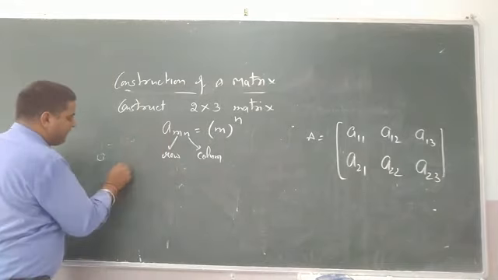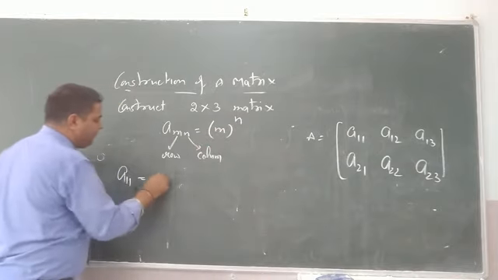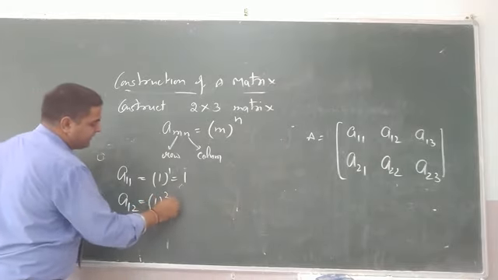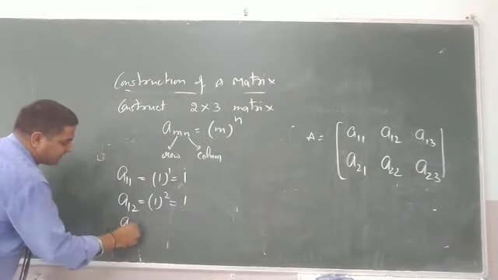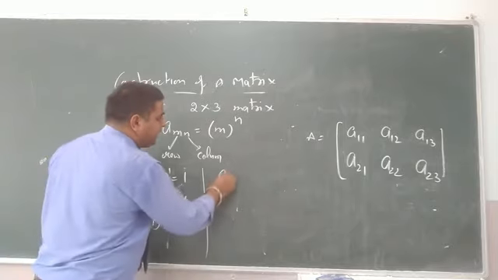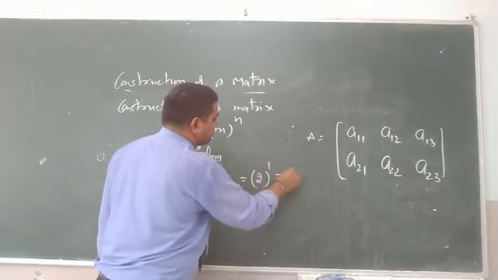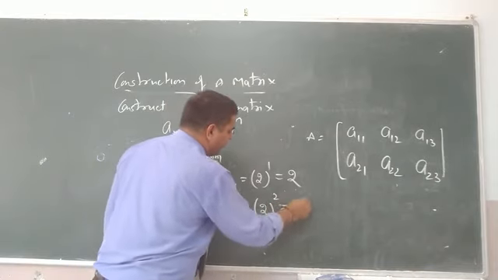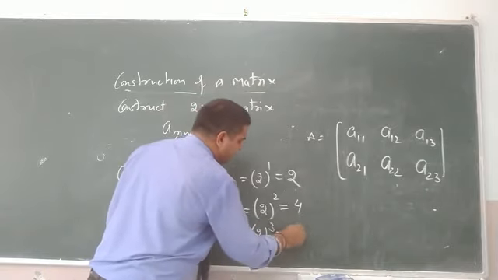So, what is the value of A11? m is 1, n is 1, 1 power 1 is 1. A12, 1 power 2, it means 1. It's m power n. Keep in mind, A13 is 1 power 3, it's again 1. Now, A21 means m is 2, n is 1. 2 power 1 is 2. A22 means 2 power 2, which is 4. And A23 is 2 power 3, which is 8.